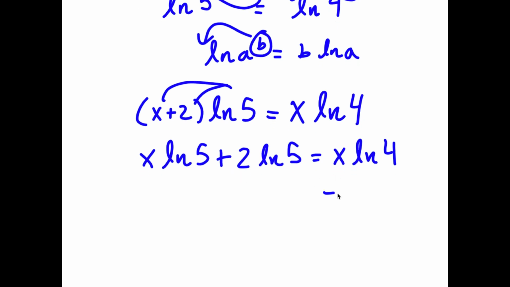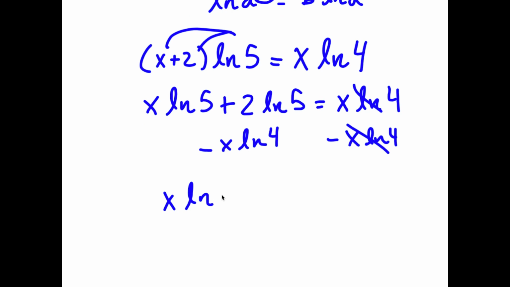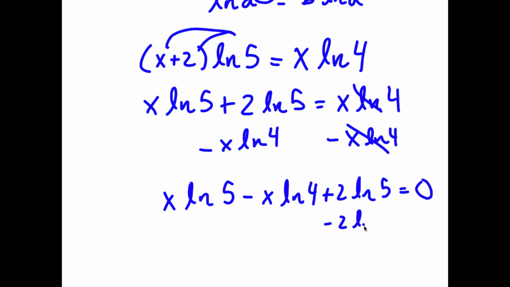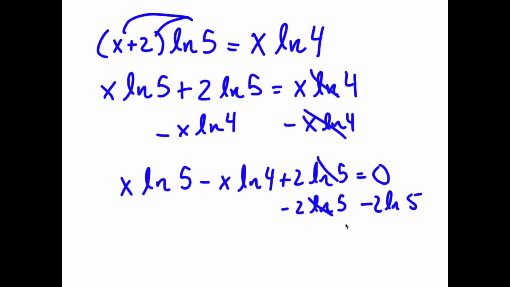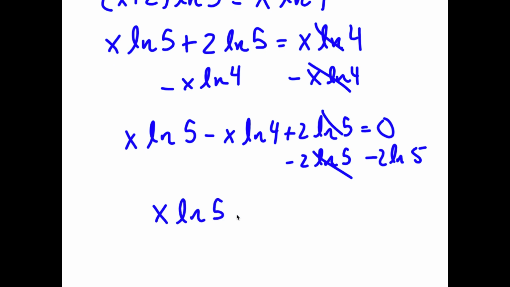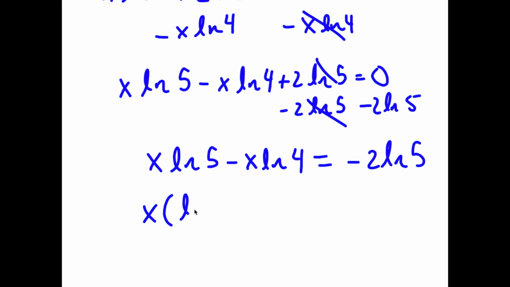Now, from here, I'm going to subtract x times ln 4 on both sides. So I have x times ln 5 minus x times ln 4 plus 2 times ln 5 is equal to 0. Now if I subtract 2 ln 5 on both sides, these two cancel out and I get x times ln 5 minus x times ln 4 is equal to negative 2 times ln 5. Now if I factor out x, I get x times (ln 5 minus ln 4) is equal to negative 2 times ln 5.